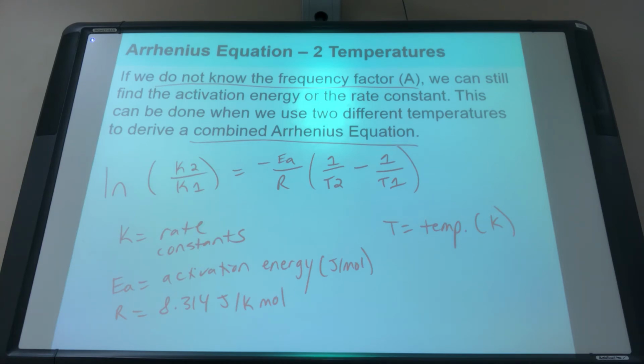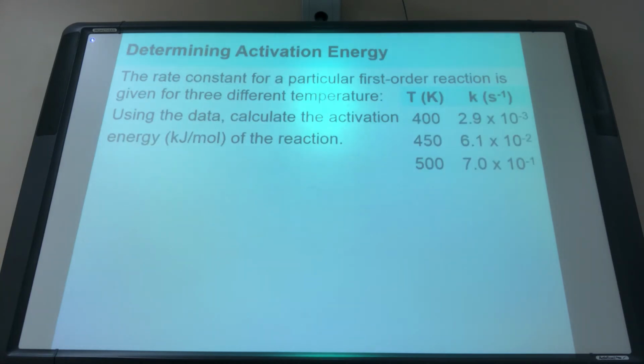All right, let's do a problem. Determine the activation energy. The rate constant for a particular first order reaction is given for 3 different temperatures. Using the data, calculate the activation energy for the reaction. So what am I looking for? I'm looking for the activation energy in kilojoules per mole. That's what I'm looking for in this problem.